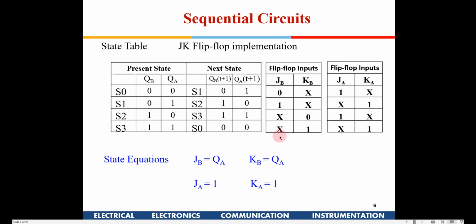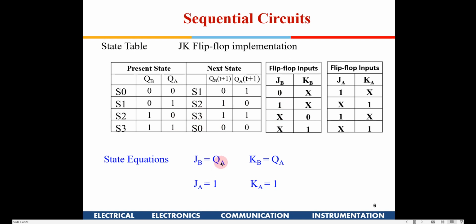Let me take only JB, for implementation of JB. For 0 0 it is 0, for 0 1 it has to be 1 here, 1 0 I don't care, 1 1 don't care, right. So if I see here, these are 0 0 1 1, and then these are don't care conditions. So I can simply write JB as QA.